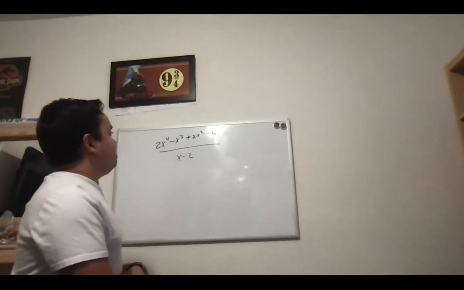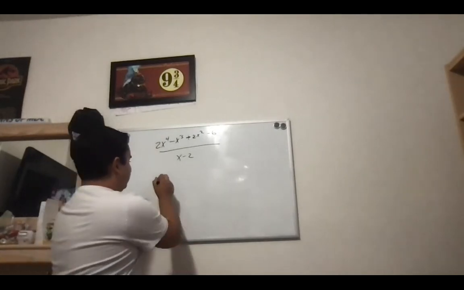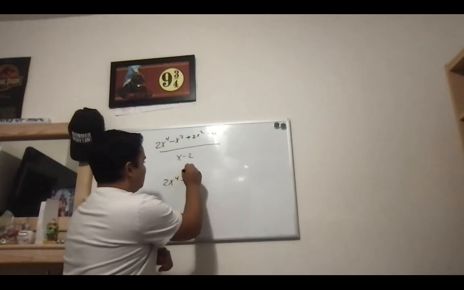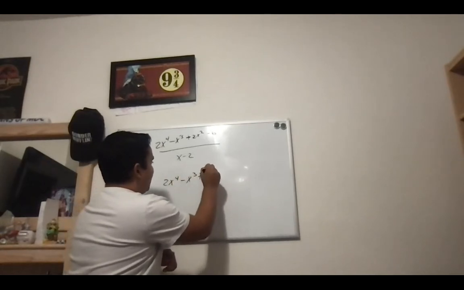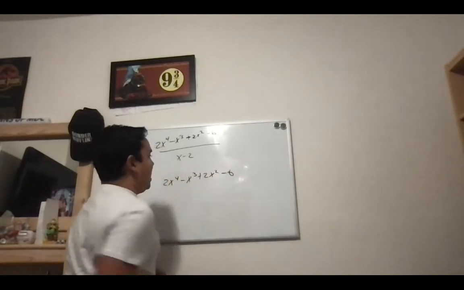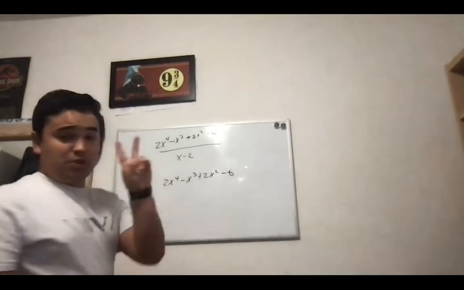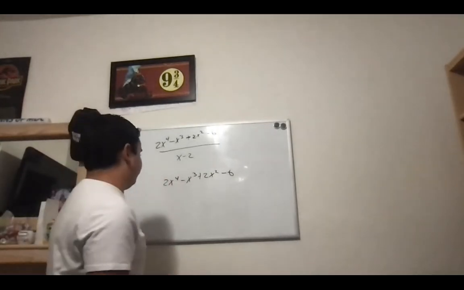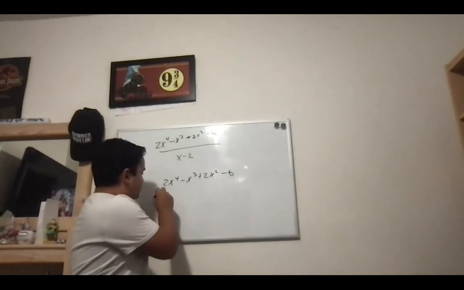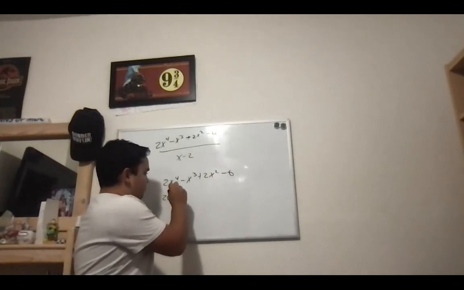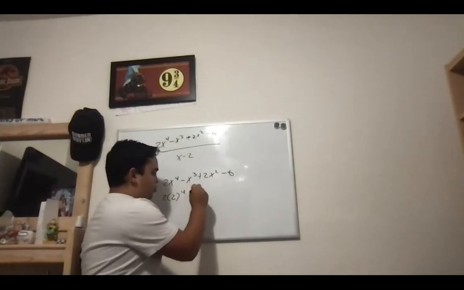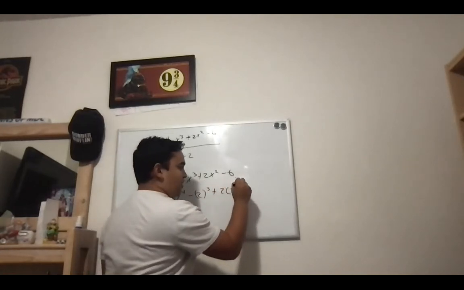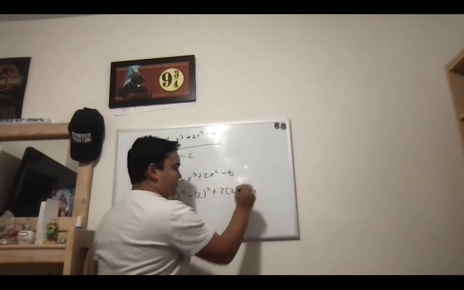We'll take our big boy here in the numerator, 2x to the 4th minus x cubed plus 2x squared minus 6, and we're going to evaluate it at positive 2, which is x equals 2, from the zero product property. So we're going to say 2 times 2 to the 4th minus 2 cubed plus 2 times 2 squared minus 6. Can't forget that constant term 6, guys.